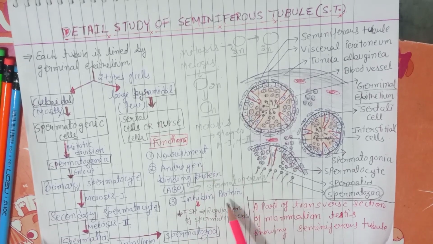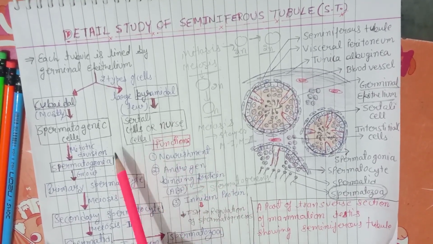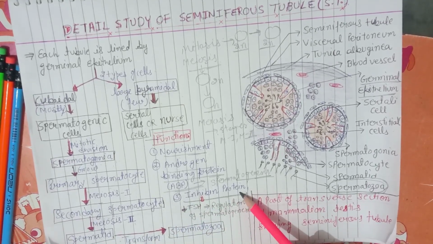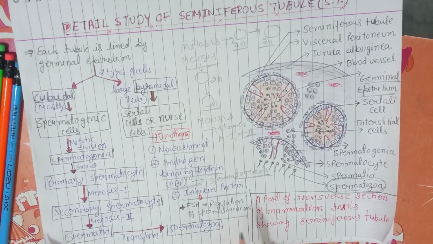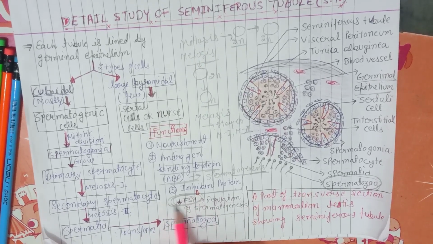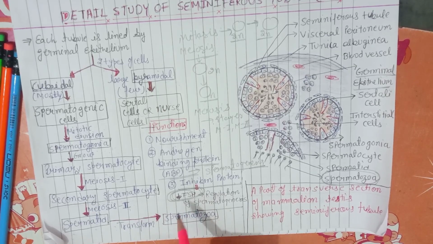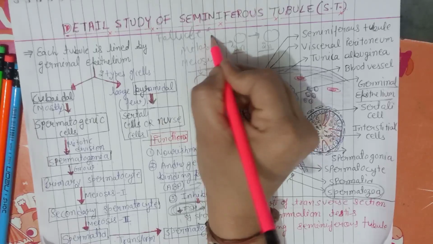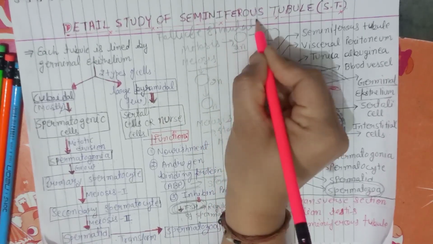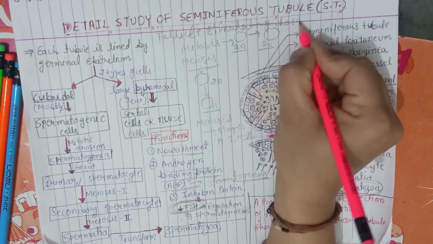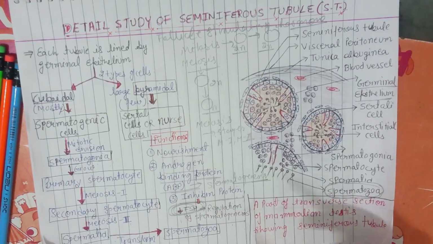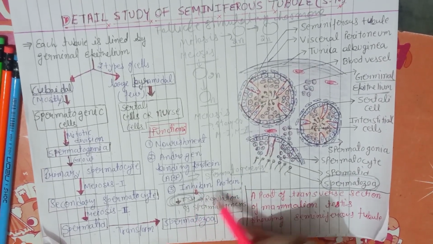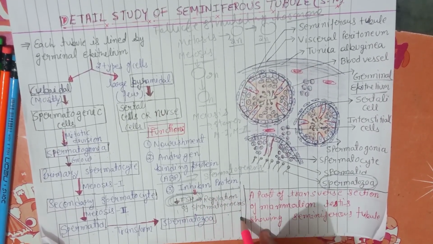The third function of the Sertoli cell is the secretion of inhibin protein. Inhibin protein regulates spermatogenesis by decreasing the secretion of FSH. You know very well what FSH is. FSH is basically follicle stimulating hormone, which is secreted by the anterior pituitary. So inhibin protein will decrease the secretion of FSH, which is helpful in the regulation of spermatogenesis.